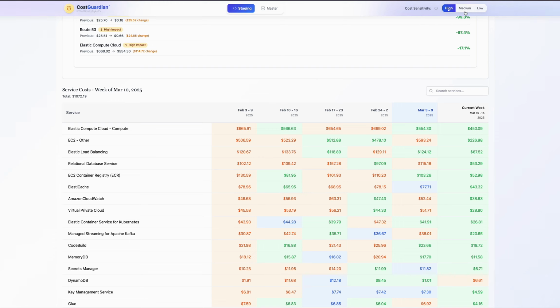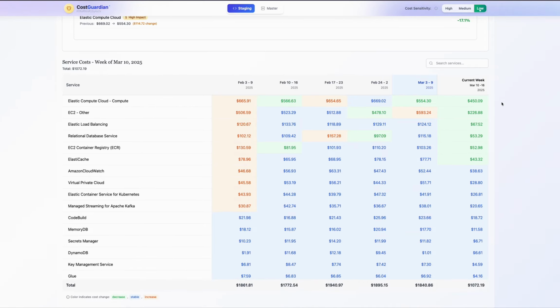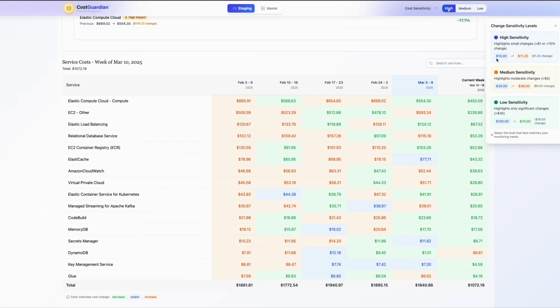We have a cost sensitivity setting. Cost sensitivity lets you highlight or detect based on how much the cost change has happened. If you set the cost sensitivity to low, it will mark the services where only a minor change has happened as a stable change. For example, in this case there's a $2 change, and with cost sensitivity set to low, it says a stable change. But if I set the cost sensitivity to high, you will see the cost has gone up. So based on your usage, you can set the cost sensitivity, and you can get an idea about the cost sensitivity when you click on the I button.